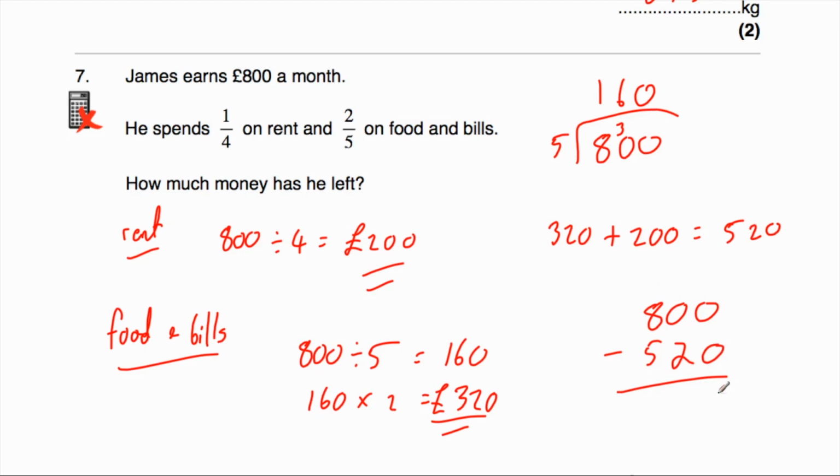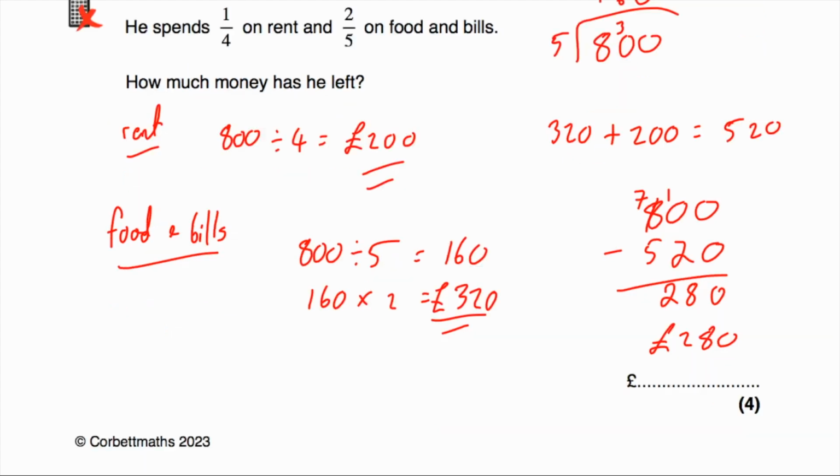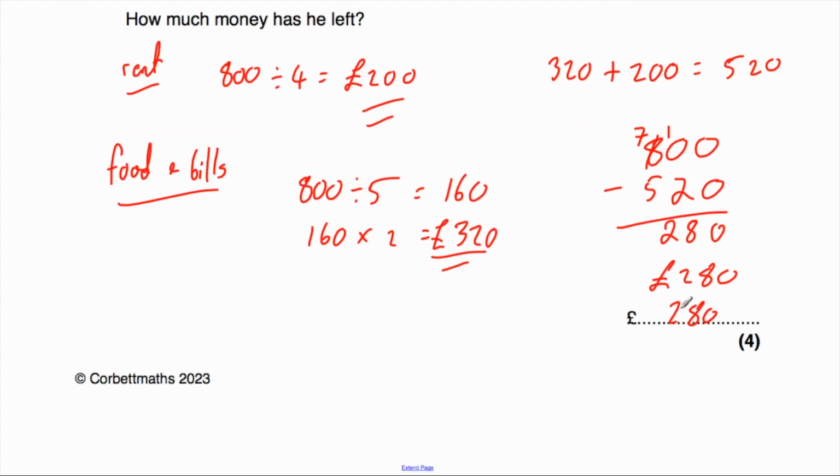So 0 take away 0 is 0. Then we've got 0 take away 2. So let's borrow. So let's cross off the 8, call that 7 and a 10. 10 take away 2 is 8. And 7 take away 5 is 2. So that means that he has got £280 left. So how much money does James have left after spending a quarter of the money on rent and 2/5 of the money on bills? The answer would be £280. So let's write that down. £280. And that's it.